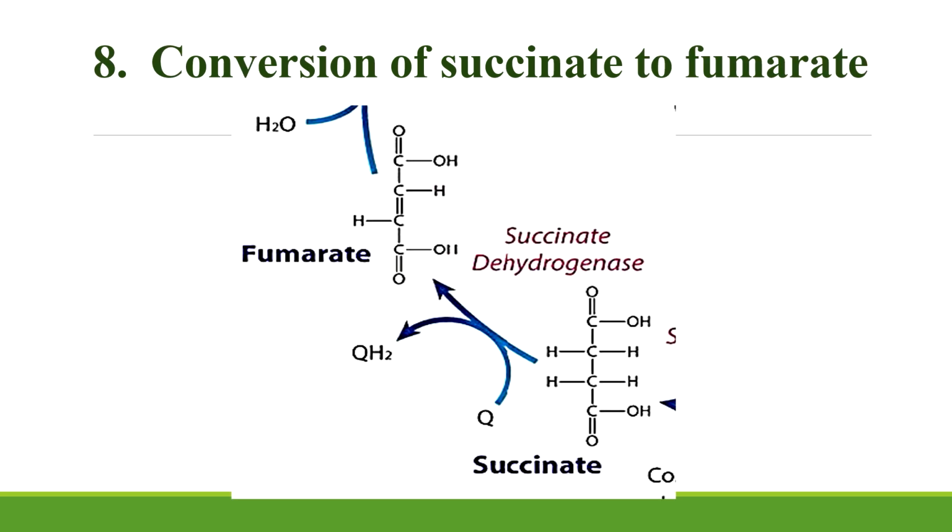Eighth step is conversion of succinate to fumarate. The succinate is oxidized to fumarate, and the enzyme involved is succinate dehydrogenase. In this reaction, actually, there is production of FADH2. FADH2 is produced.